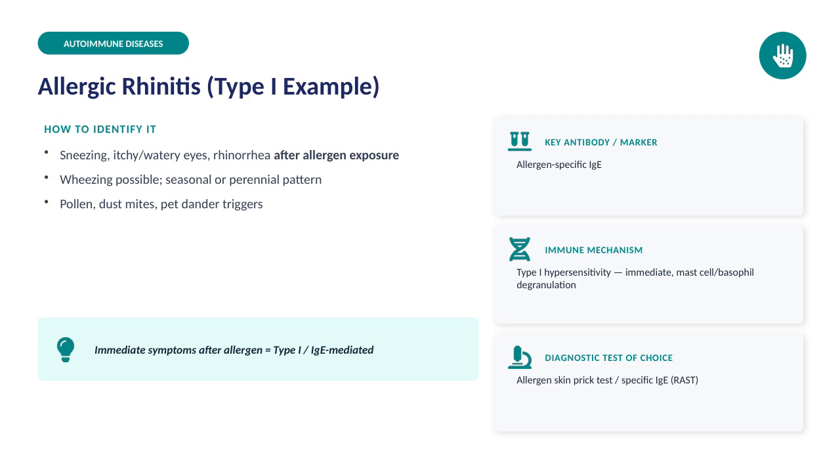The immune response involves an immediate reaction where specific IgE antibodies bind to mast cells and basophils, leading to their degranulation and release of inflammatory mediators. To confirm the diagnosis, allergen skin prick testing or measuring specific IgE levels using a RAST test is preferred. This helps pinpoint the triggers and guides appropriate management.